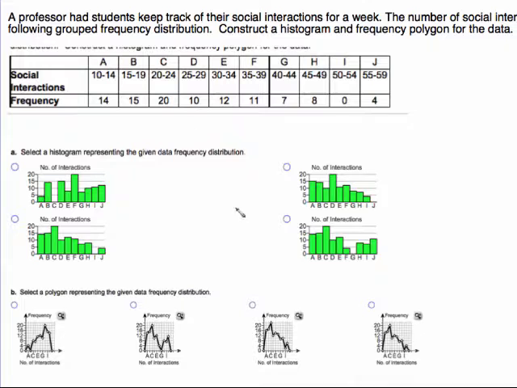All right, this one looks rather busy here. A professor had students keep track of their social interactions. The number of social interactions are in the following grouped frequency distribution. And instead of it running vertically, it runs horizontally. It's still the same data. Construct a histogram and a frequency polygon for the data. Notice we've got multiple choice here. You don't have to construct your own unless you really want to. So it's a matter of picking which of these is the correct histogram.